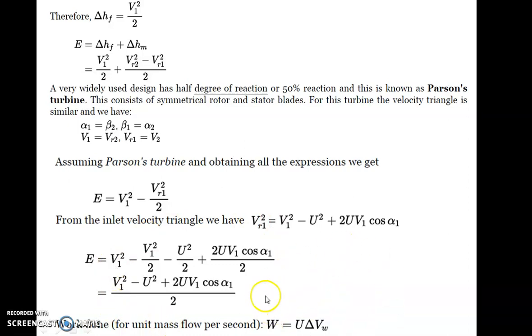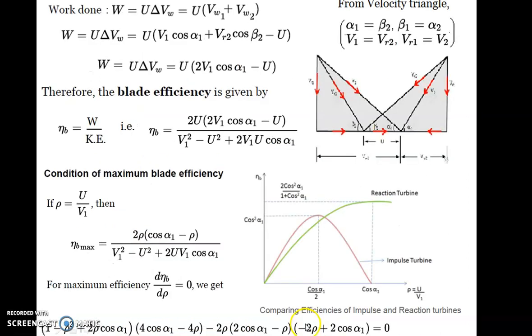And what is the work done? Work done is nothing but delta VW into U, or VW1 plus VW2 into U. So W is equal to U times VW1 plus VW2. If you see, this is VW2 and this is VW1, and the total is this. So you can write it as V1 cos alpha 1, that is VW1, plus VW2, which is VR2 cos beta 2 minus U.